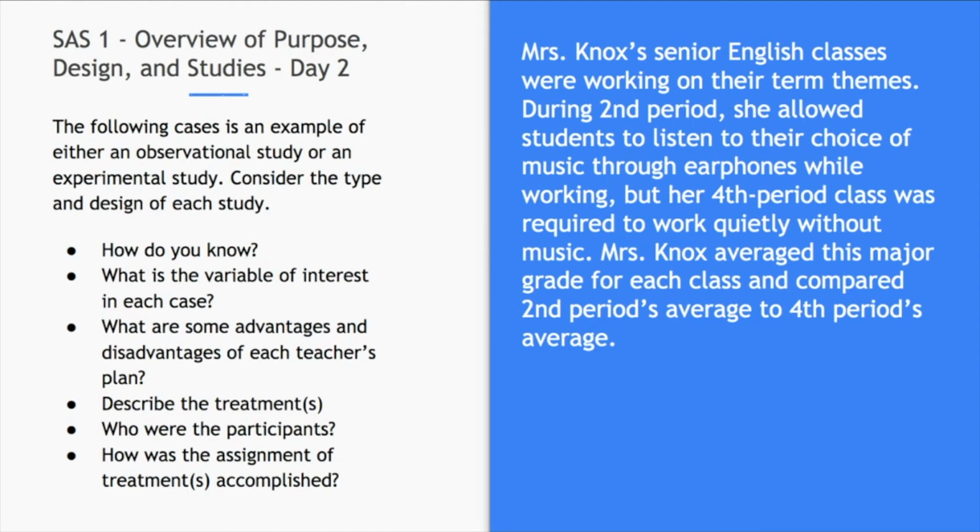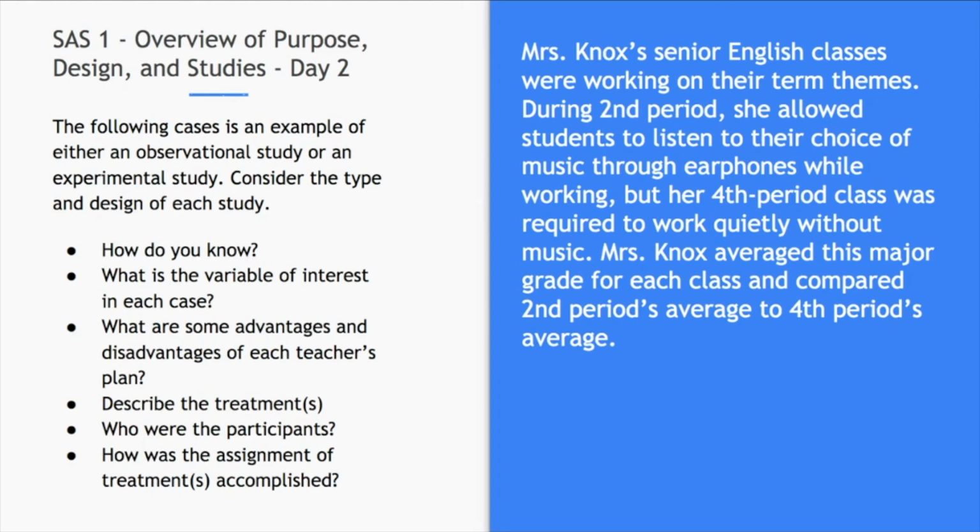Now, which one do you think this is? First of all, what's the variable of interest in this one? The variable of interest is the student's score on their test, or on their essay, their term. The advantage is that she only had to play music in one class. That's really all she had to do. But the treatment was the music itself, right?